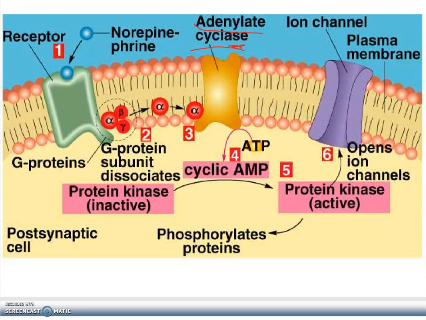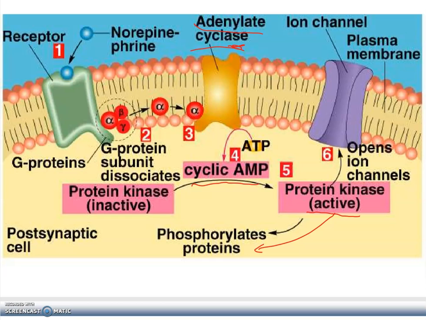Now, the cyclic AMP, this stuff here, is a very, very popular second messenger in cells. And cyclic AMP will activate protein kinases, and once these protein kinases are active, then they will phosphorylate proteins, and these phosphorylated proteins phosphorylate other proteins, and you have these whole kinase pathways, ultimately leading to a cellular response.